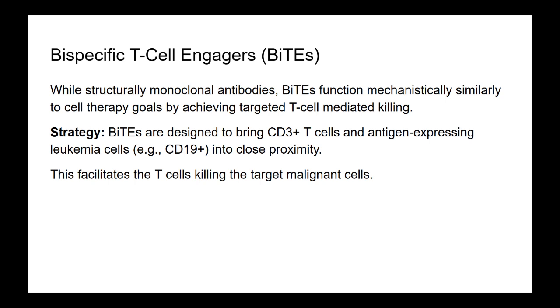Bispecific T-cell engagers are agents that resemble monoclonal antibodies in their structure. They work by facilitating targeted killing of cancerous cells through T cells. The underlying strategy of these agents is to bring T cells, specifically those expressing the CD3 receptor, into close proximity with leukemia cells that express specific antigens such as CD19. This proximity enables the T cells to effectively destroy the malignant cells.